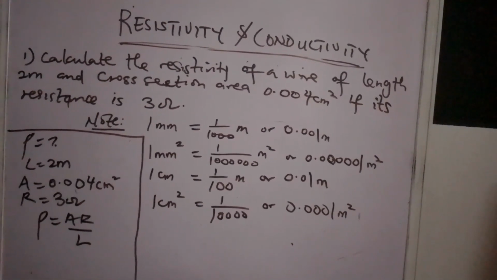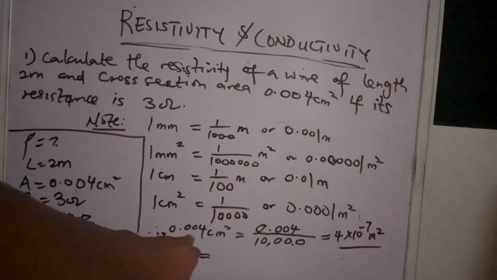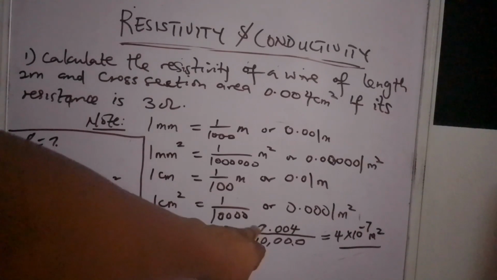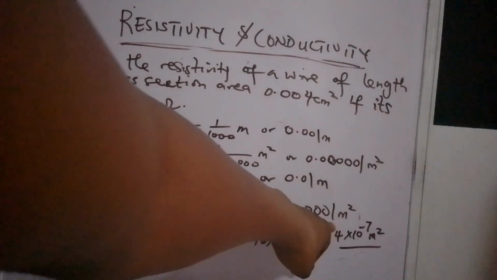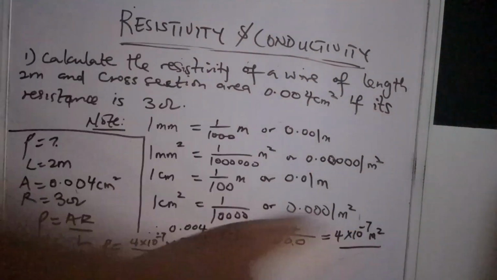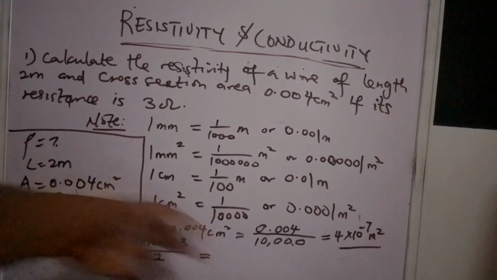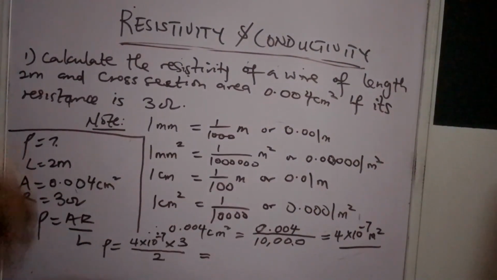So for our conversion, if we now divide, 0.004 centimeter square is going to be 0.04 by 10,000, and that's going to give us 4 times 10 raised to minus 7. When you place it on your calculator and change to standard form, I'm going to have that in meter square now. So now that we have converted our area to meter square, the next thing is we now substitute into this formula.